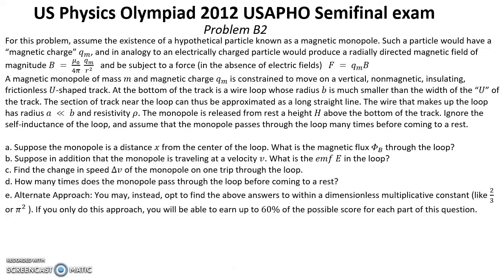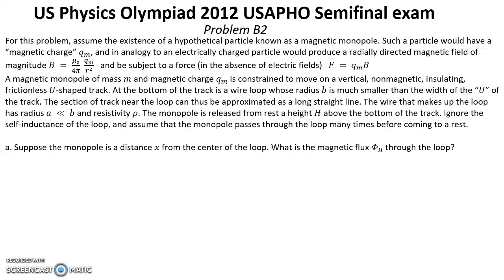Solutions. Question A. Suppose the monopole is a distance x from the center of the loop. What is the magnetic flux Fb through the loop? First, let's draw the whole picture. This is our U-shaped track, and this is a wire loop with a radius b somewhere in the middle of this track. And let's draw the picture when this monopole is distance x from the center of this loop.